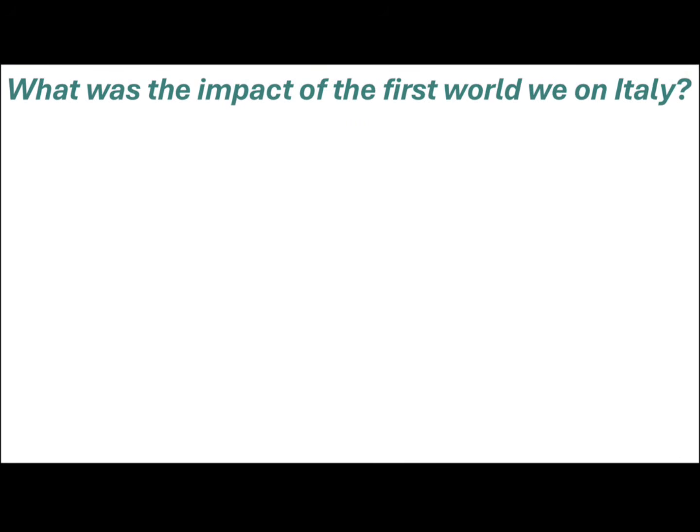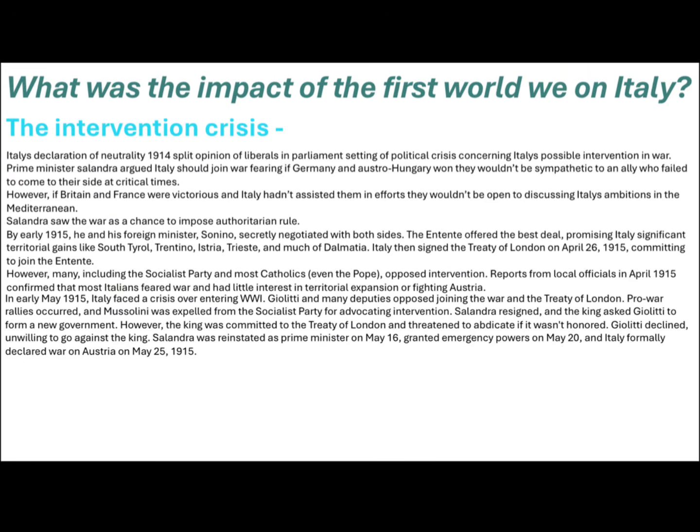So then we have the question of what was the impact of the First World War on Italy. So, the intervention crisis, where Italy's declaration of neutrality in 1914 split the opinion of liberals in Parliament, setting off a political crisis concerning Italy's possible intervention in the war. Prime Minister Salandra argued that Italy should join the war, fearing if Germany and Austria-Hungary won, they would not be sympathetic to an ally who failed to come to their side at a critical time. However, if Britain and France were victorious, and Italy hadn't assisted them in their efforts, they wouldn't be open to discussing Italy's ambitions in the Mediterranean.